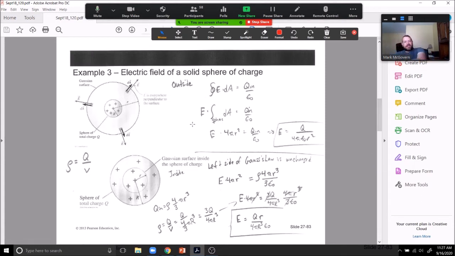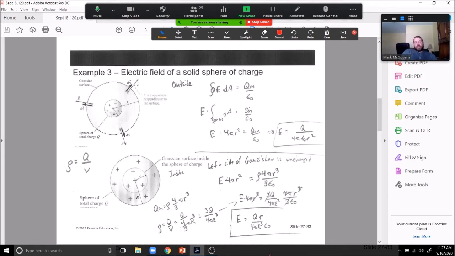Outside. Now, it should be obvious here that our Gaussian surfaces should be spheres, right? Because the charge distribution is a sphere. Match the charge distribution, right? So we got spheres here. One sphere is outside of the charge. And that's a real easy one because we have our Gauss's law. It's the first statement. Always write down the first statement as Gauss's law.